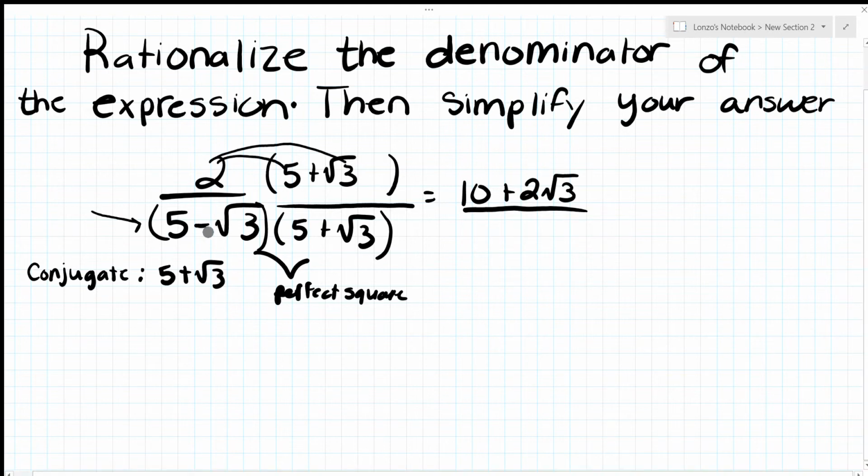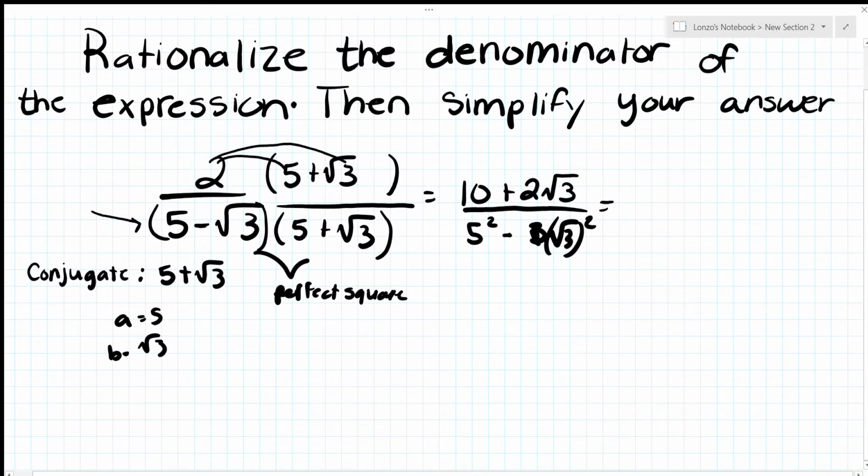So my a is 5, and it's a squared minus b squared. So 5 squared minus b squared. What is my b? Well, my b is square root of 3, so b squared is just 3. Or how about this, square root of 3 squared.